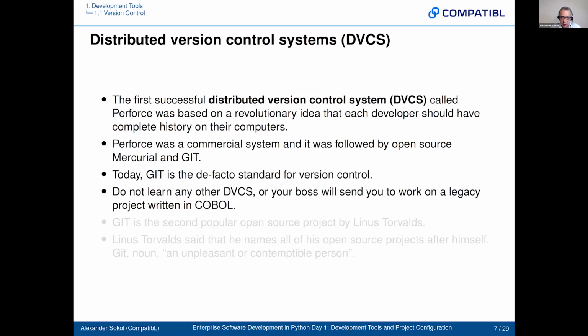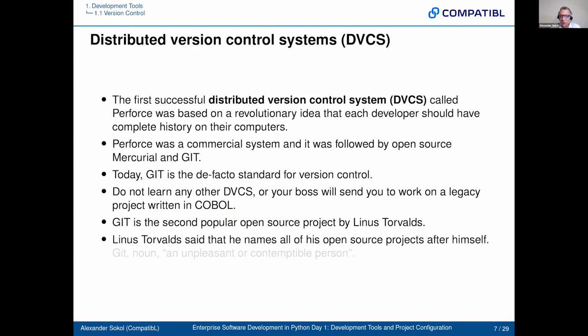All right, so Git. The last bit of trivia is that it's the second most popular open source project by Linus Torvalds. And of course, he's the creator of Linux. Linus Torvalds said that he names all his open source projects after himself, right? So in English, git is slang for an unpleasant or contemptible person. Well, I humbly disagree, but that's what he decided to call it.